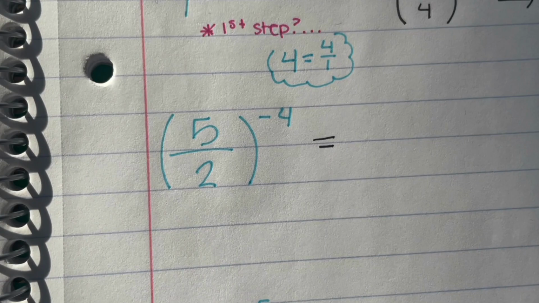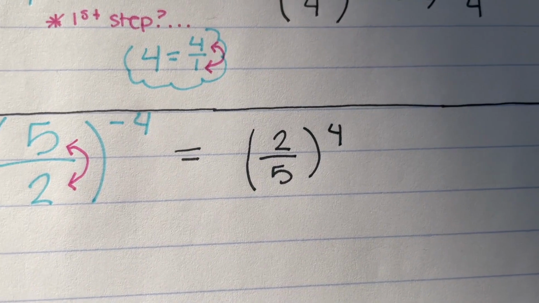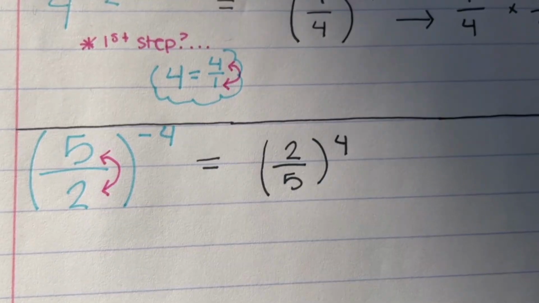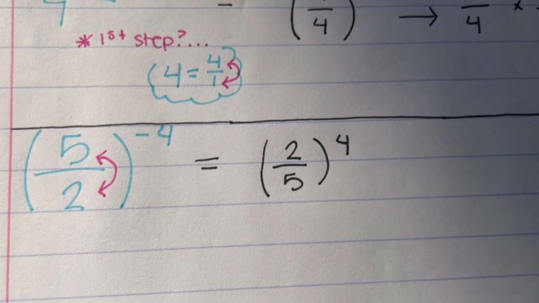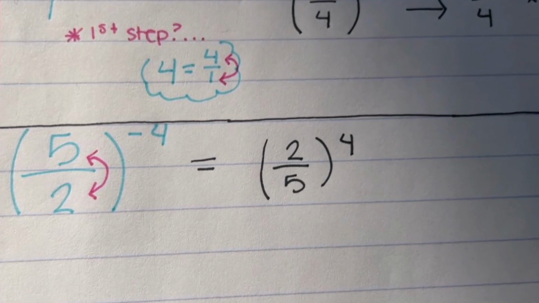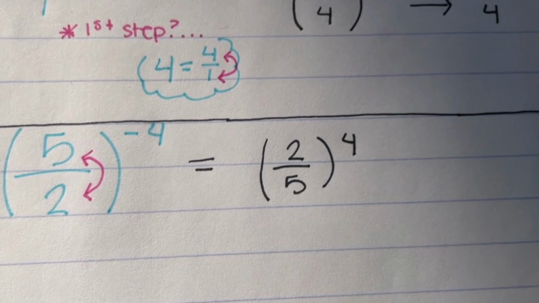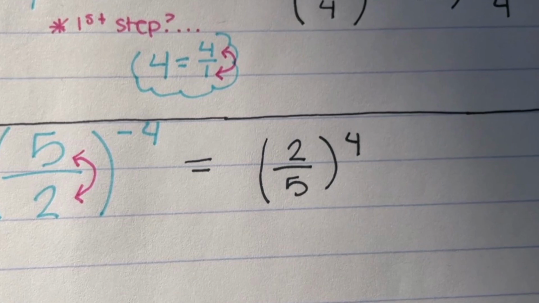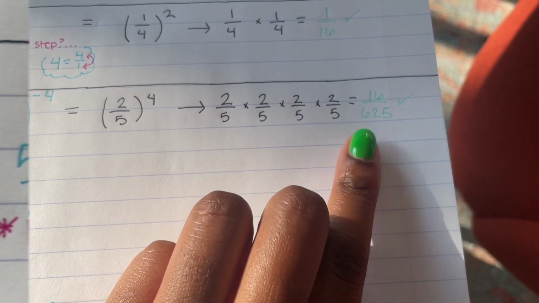We have 5 over 2 raised to the power of negative 4. Now, we don't have to worry about making our base a fraction because our base is already a fraction. All we have to do is flip the numerator and the denominator. And in doing that, our exponent becomes positive, and we get 2/5 raised to the power of 4. And then, once again, we're able to just solve this like any other problem with an exponent. We multiply 2 over 5 by itself 4 times, and we get 16 over 625.